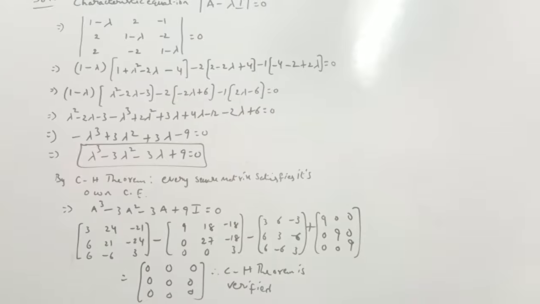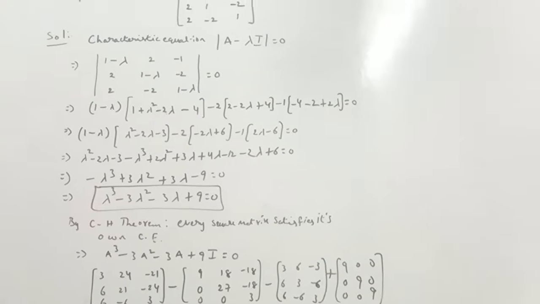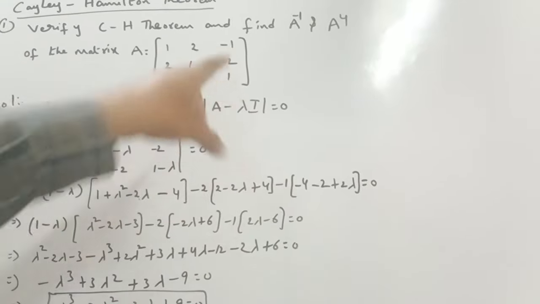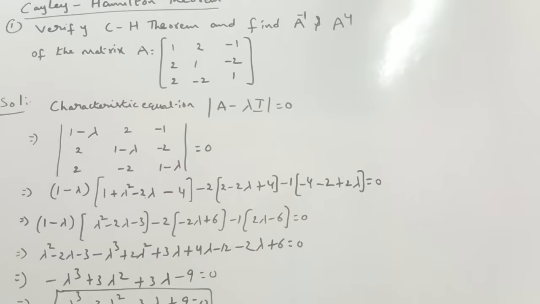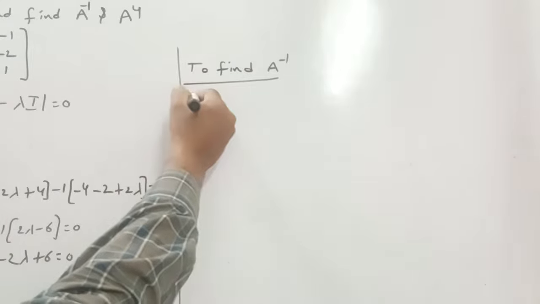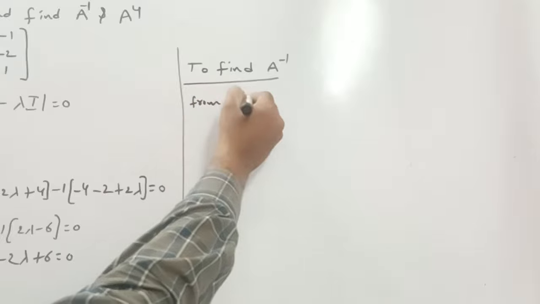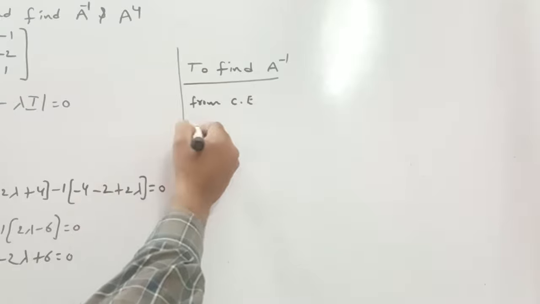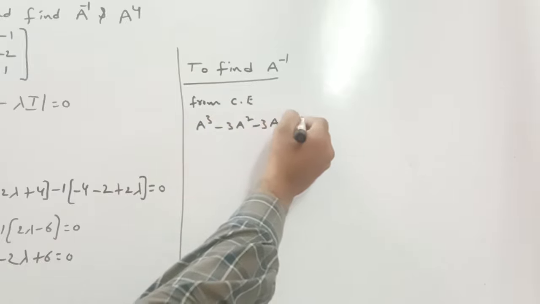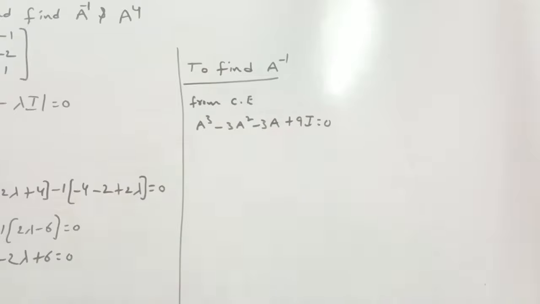Okay, now what is being asked? He's asking to find A inverse and A power 4. Now how to find A inverse? Using the characteristic equation itself, you have to find the inverse. Let us see. To find A inverse, first we have to write the characteristic equation. What I got: the characteristic equation is A cubed minus 3A squared minus 3A plus 9I is equal to 0.